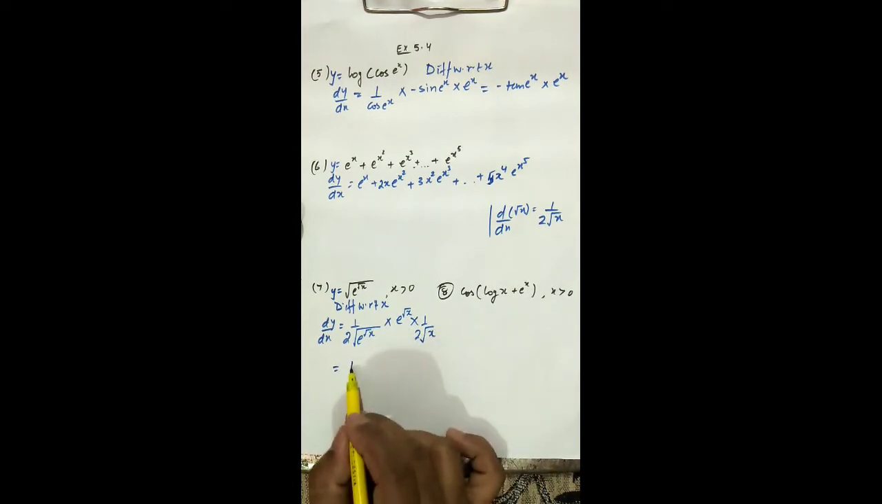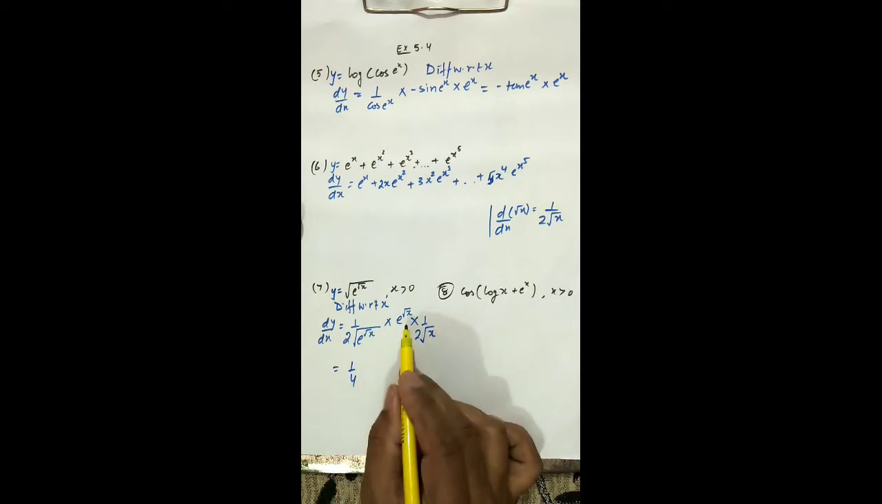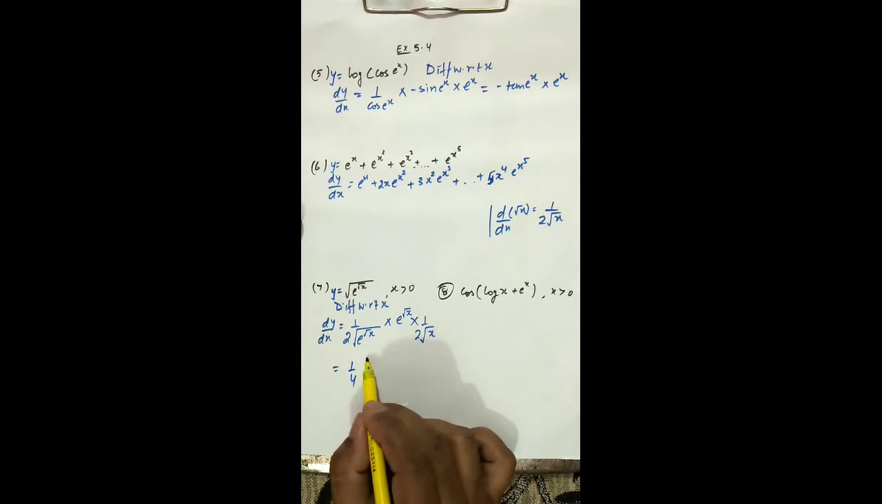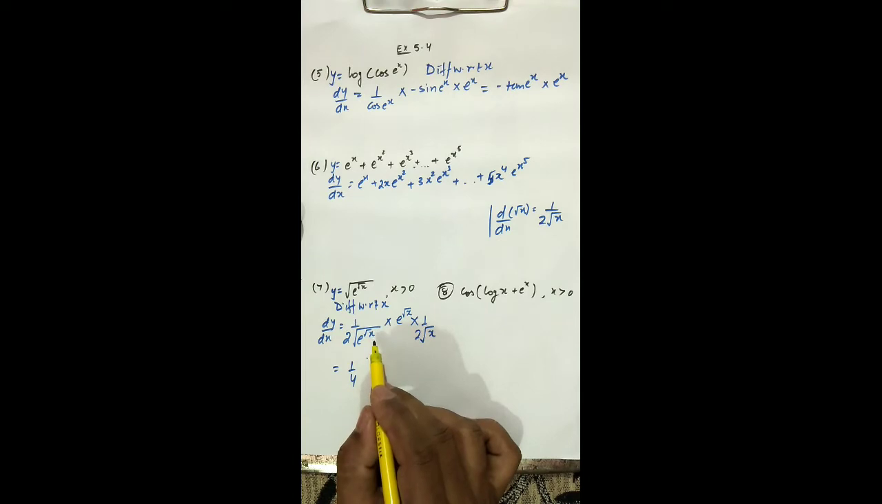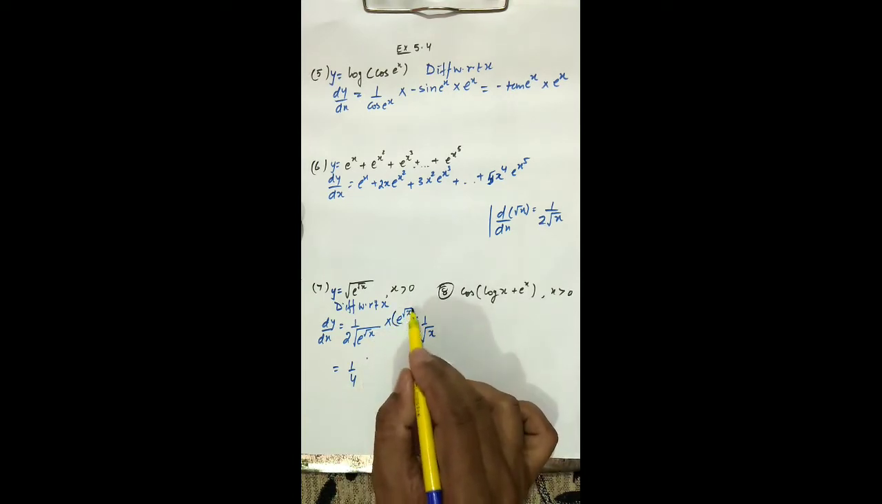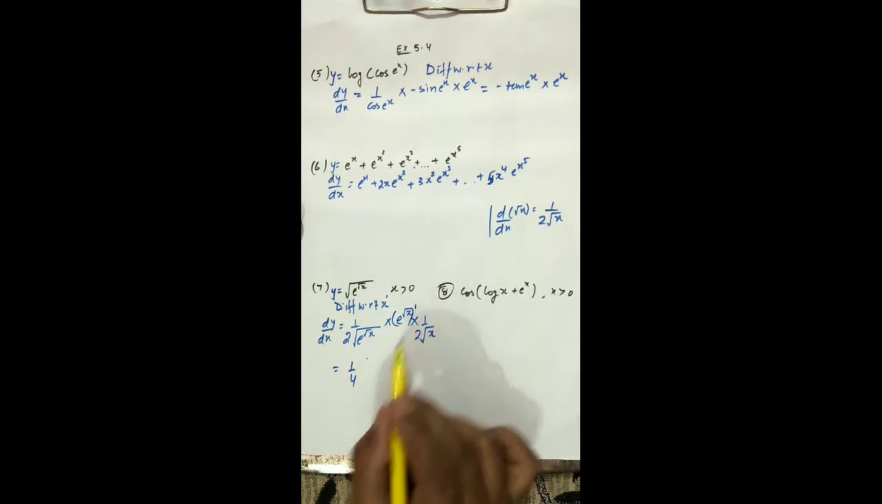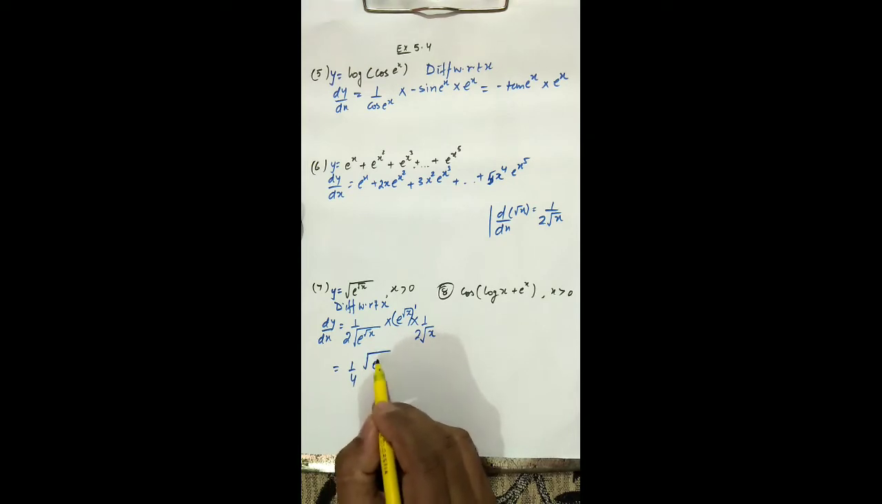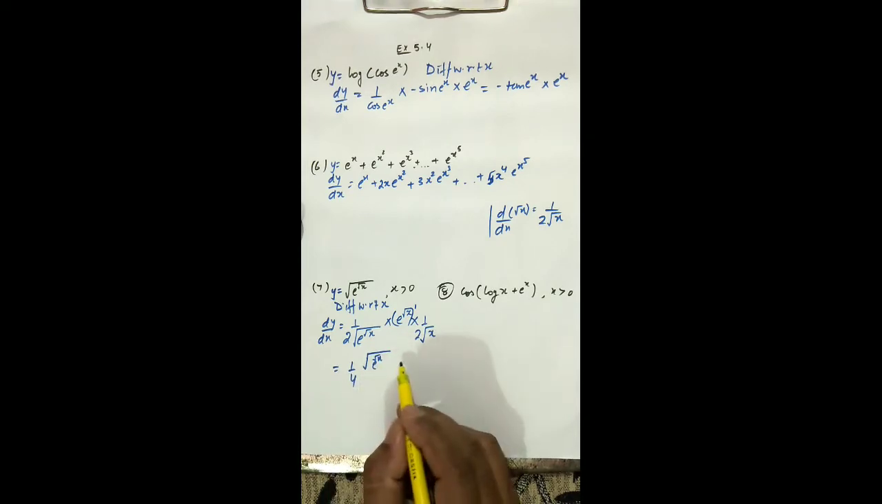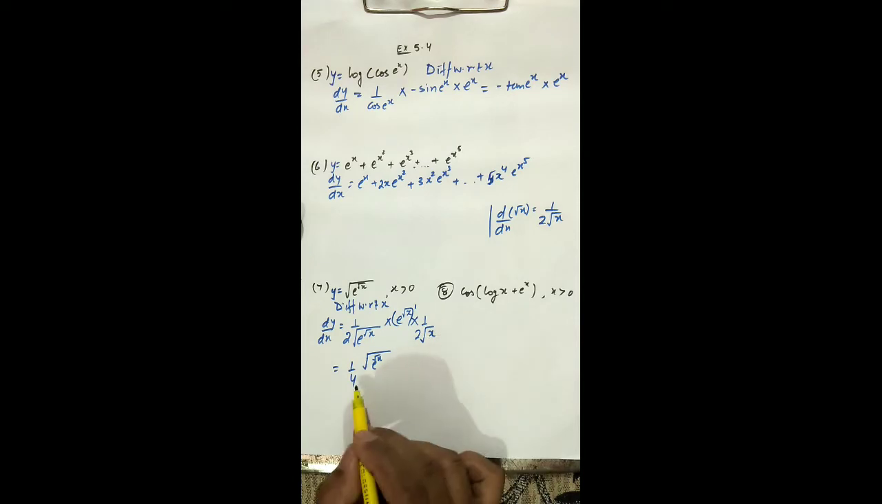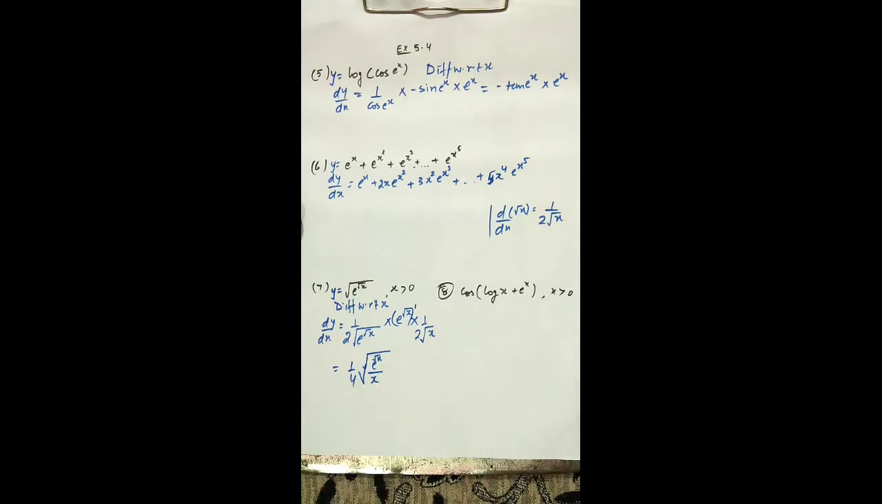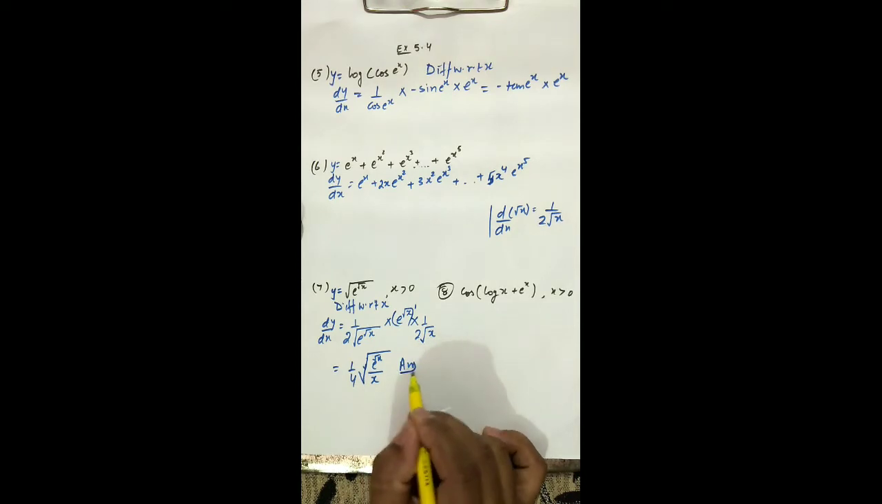Like this will be 1 by 4, root x, and this you have to write, this is e^(root x) to the power 1 by 2, and this is e, this you can take as 1. So if you do 1 by 2 minus 1, then it becomes e^(root x), and this is root x, so you can write that in one root only. So you can write this in the simplest form.